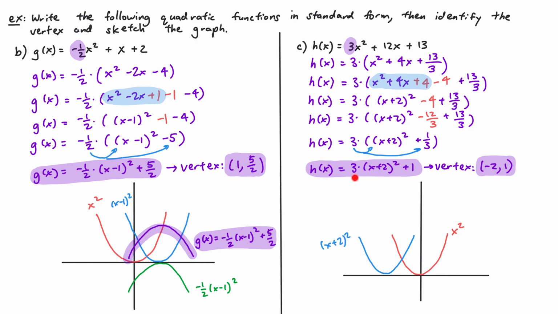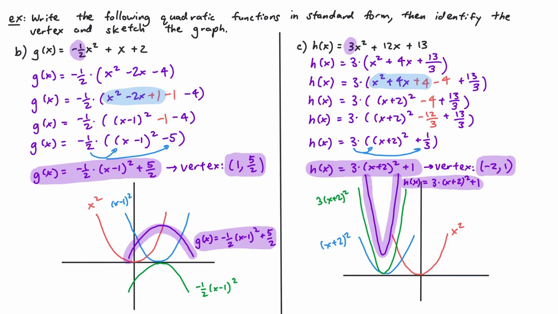Next, we have a 3 multiplied outside the square, which means we have a vertical scale by a factor of 3. So we want to take our blue graph and stretch it so that it's 3 times as tall as what it used to be. So this here is 3 times x plus 2 squared. And then our last graph transformation is this plus 1 at the end. Basically, we want to take our green graph, move it up 1 unit to get our final result. So in purple, this is our function h of x equals 3 times x plus 2 squared plus 1.